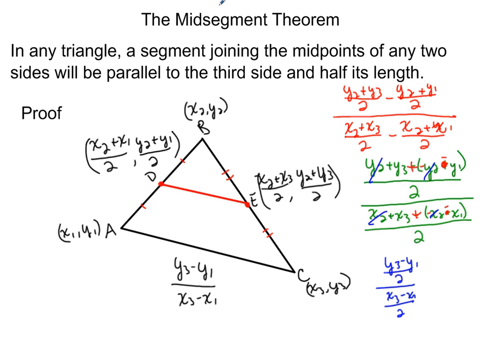Now, you'll remember that whenever you have a fraction divided by a fraction, you flip the bottom one and multiply. So this is the same thing as y3 minus y1 divided by 2 times 2 over x3 minus x1. I almost forgot to flip it. So the 2's will cancel out, and I'm left with y3 minus y1 on the top and x3 minus x1 on the bottom. And you'll notice that my slopes are the same. That means that I have just proven that no matter what values you have for your x's and y's in your triangle, the midsegment will always be parallel to that third side.